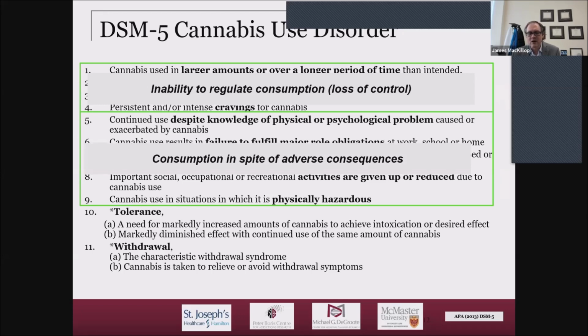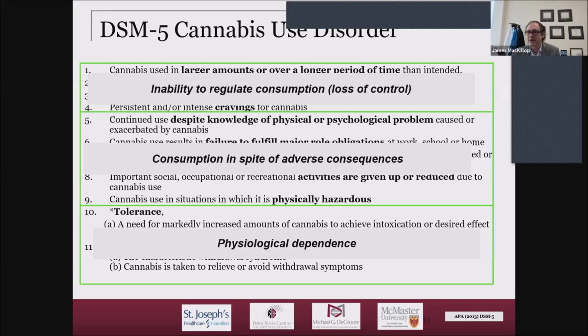And then the last two symptoms are tolerance, essentially not experiencing the same effect with the same amount of cannabis, or needing to consume more over time to achieve that intoxication or desired effect, and withdrawal, which is the reciprocal. This is defined as the characteristic withdrawal syndrome for the drug, or a person who needs to use cannabis to relieve or avoid withdrawal symptoms. So here, what we're really talking about is physiological dependence. That is, the body has adapted to the persistent presence of cannabis, and as a result, those adaptations have led to tolerance and withdrawal. And again, a person only needs to have 2 or more symptoms to technically meet criteria.